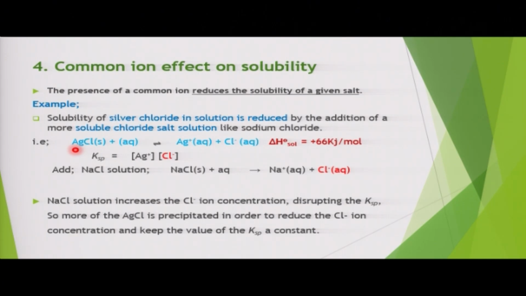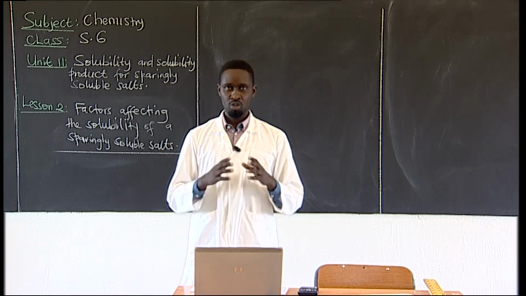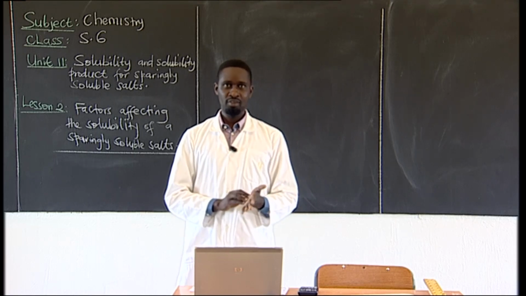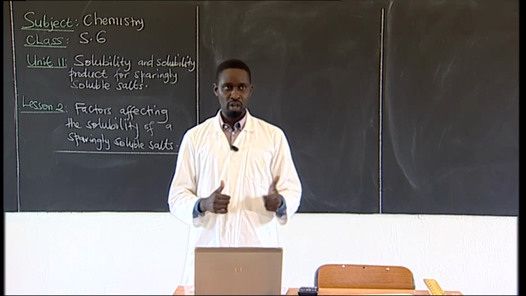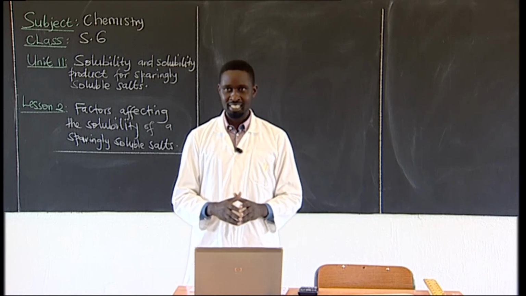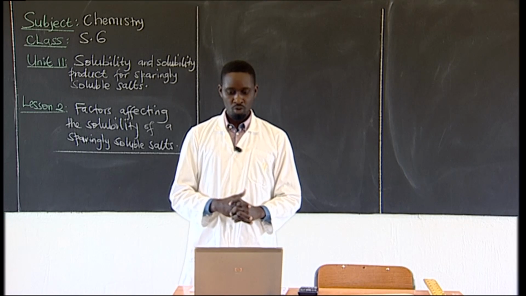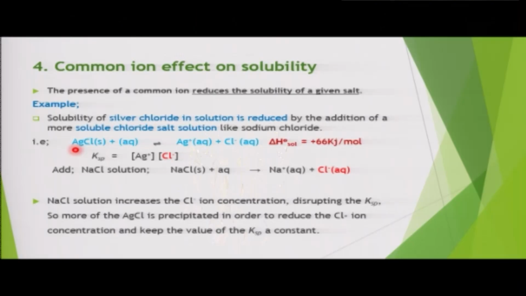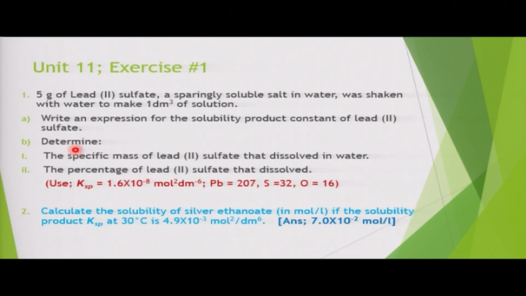So those are the 4 factors: the temperature, the complex ion formation, precipitation of one of the ions at equilibrium, and the addition of a salt which has an ion similar to the one you have in the sparingly soluble salt. And you've seen how they really affect it. You should be able to describe and explain those factors in detail. So let's practice a few questions before I leave you with the exercise.